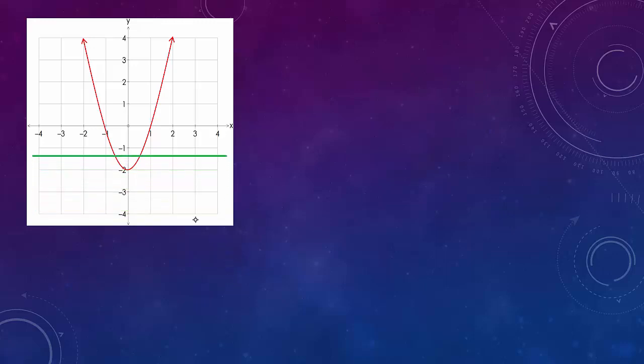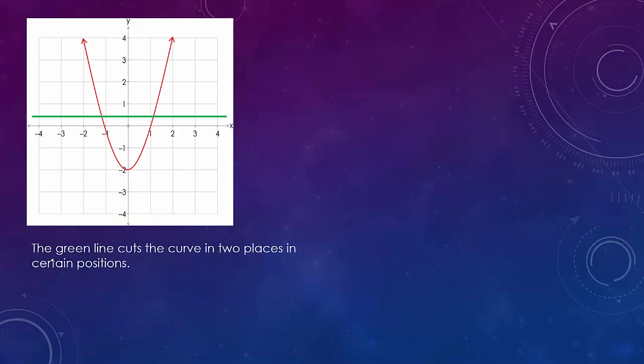And if we do that, we can see at these points here, it's cutting the graph twice. So this is a function because it would pass a vertical line test, but it's not a one-to-one function. So it's a many-to-one function. The green line cuts the curve in two places in certain positions, as we just noted. So this is a many-to-one function.